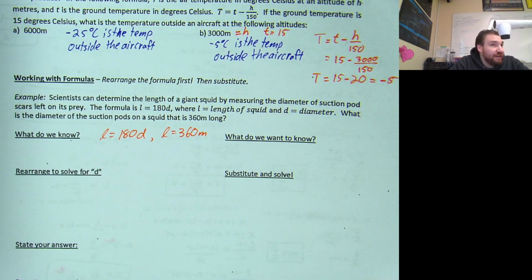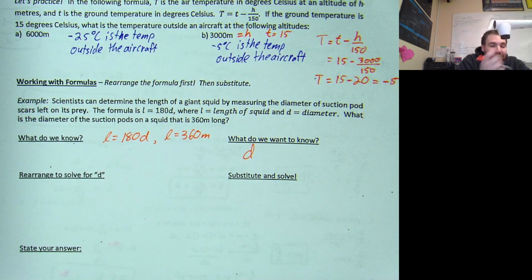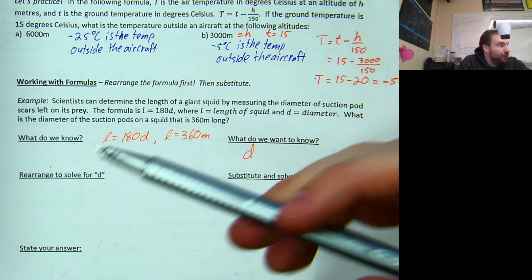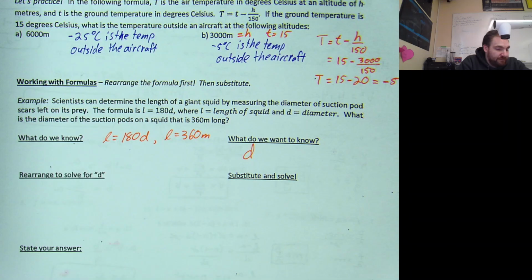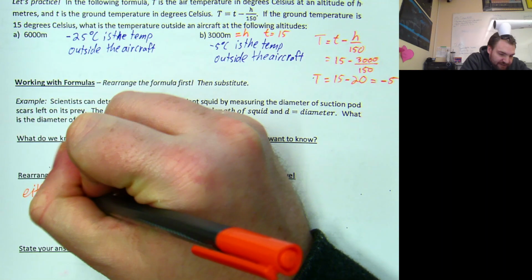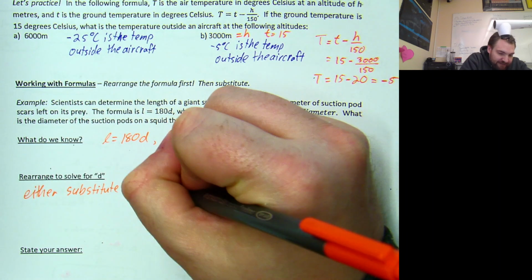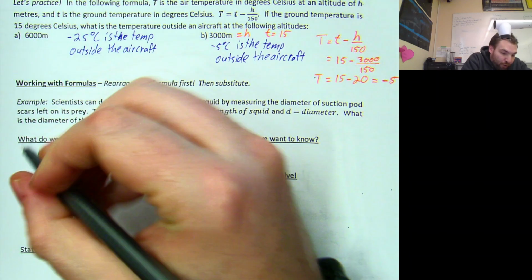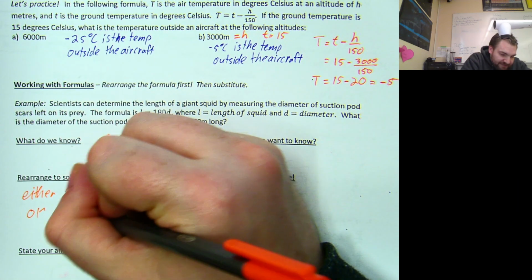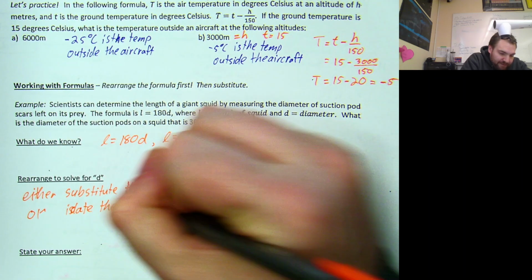So what do we want? What are we actually looking for here? We want D. This formula doesn't solve for D. So you've got two options here. Either you can substitute and then isolate, or you can isolate and then substitute.